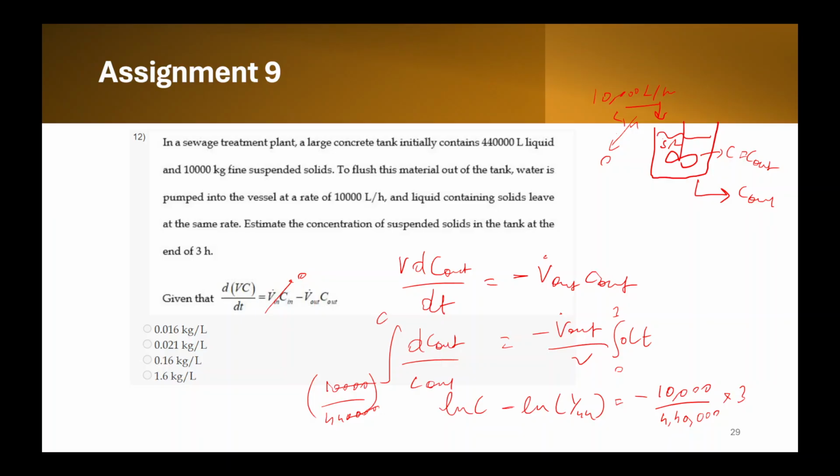If you solve this, whatever the expression comes in, you have to take the anti-log because this is an ln. So C comes out to be, after taking the anti-log, 0.021 kg per liter. So don't forget to take anti-log.